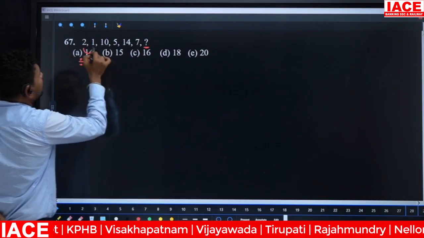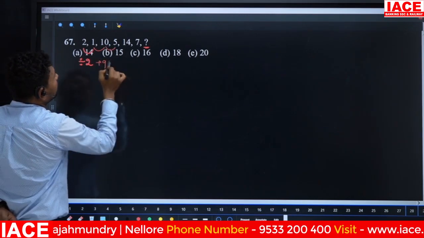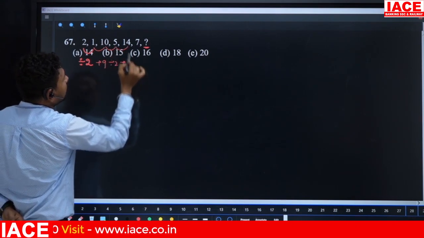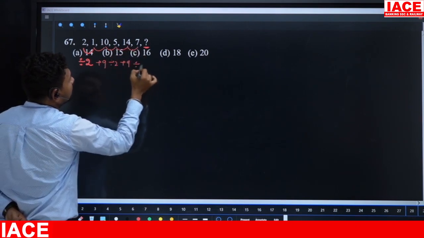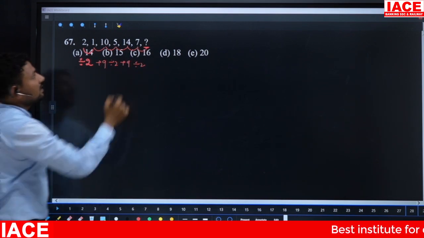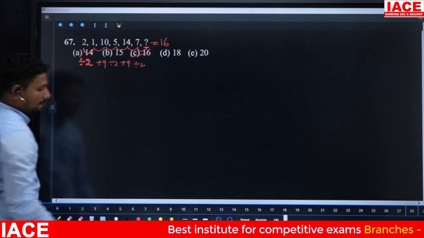So next 1 became a 10, means it is plus 9 added, and 10 became a 5 means it is divided by 2, and 5 became a 14 means plus 9 added, and 14 became a 7 means divided by 2. Now what is the next? The series is divided by 2, plus 9, divided by 2, plus 9. Now it is 7 plus 9, value is 16. Our option should be C.